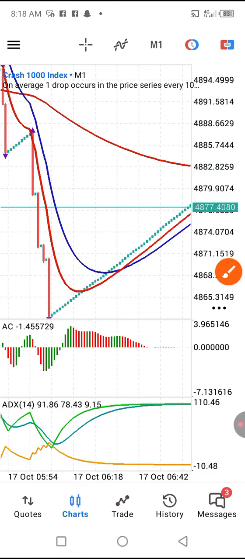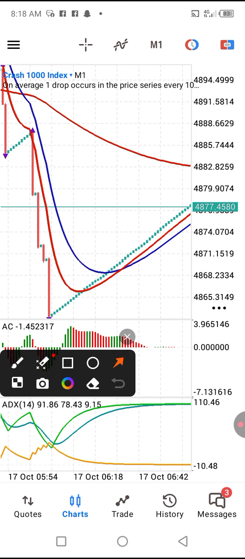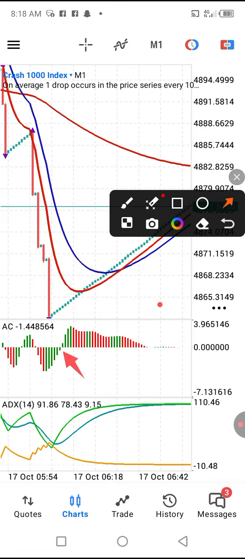So now, what you will do is to wait for your accelerator to break the zero line. Let me show you, guys, to break the zero line here. When it breaks the zero line, you watch your ADX. You make sure that the green crosses above the orange line.